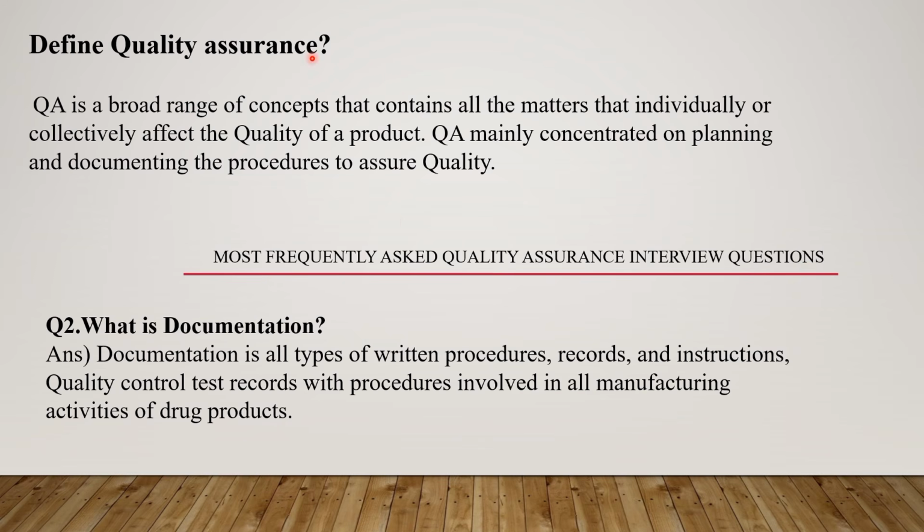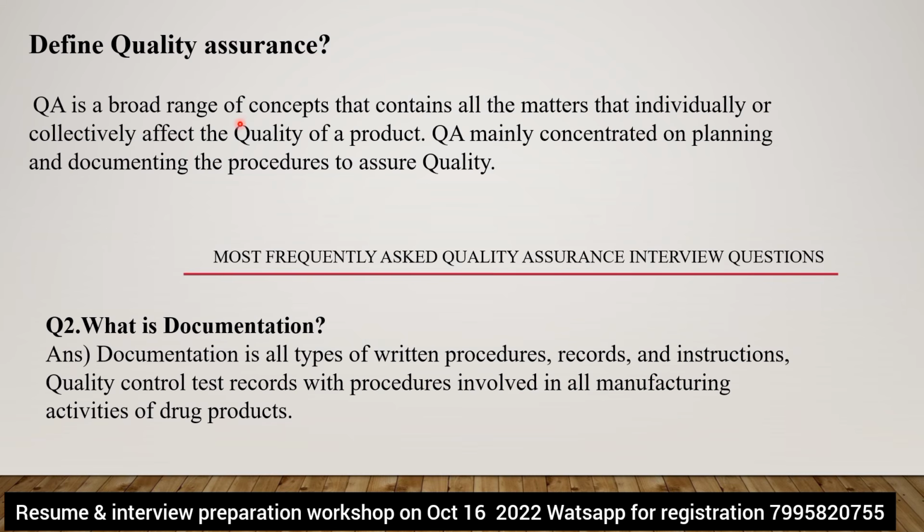Define quality assurance. Friends, quality assurance is a broad range of concepts that contain all matters which individually or collectively are going to affect the quality of the product. So the QA is mainly concerned with the quality of the product, and QA is mainly concentrated on planning and documenting the procedures to assure quality.